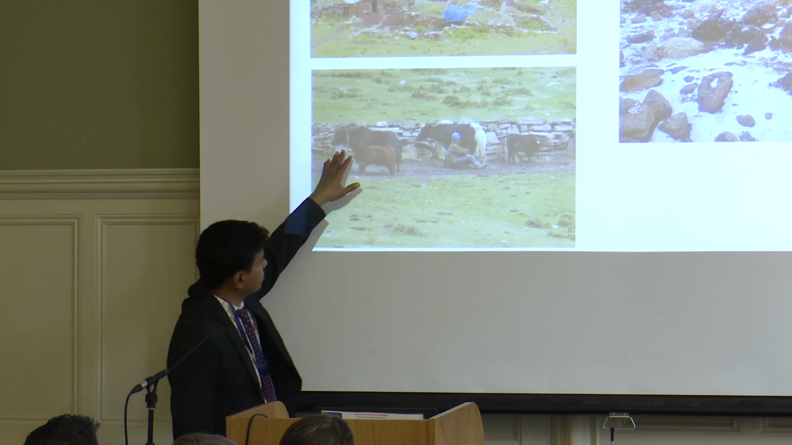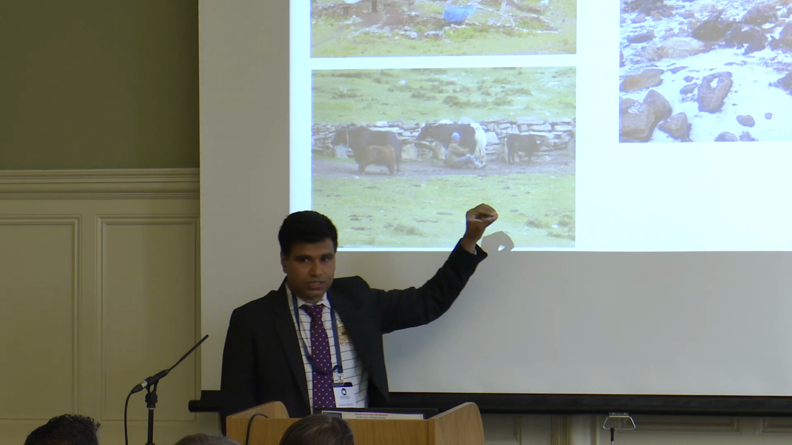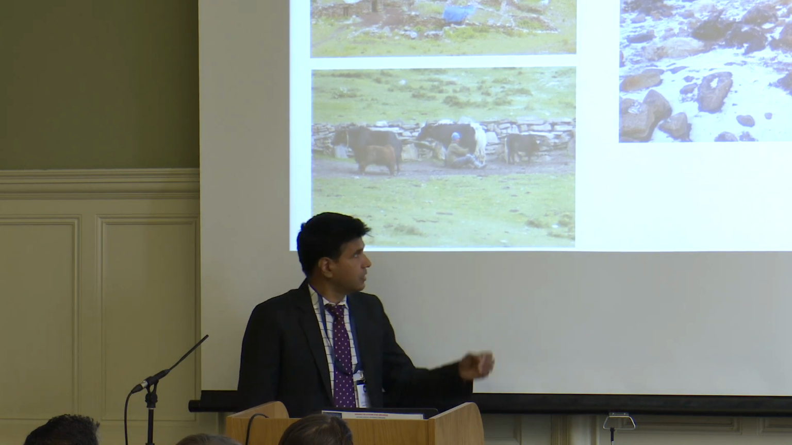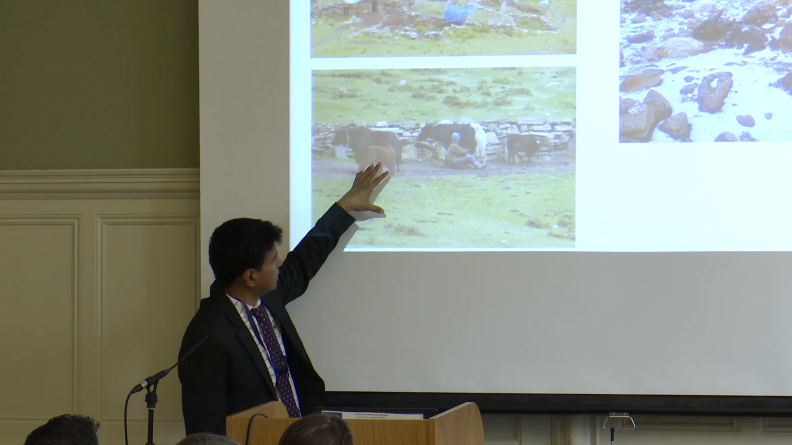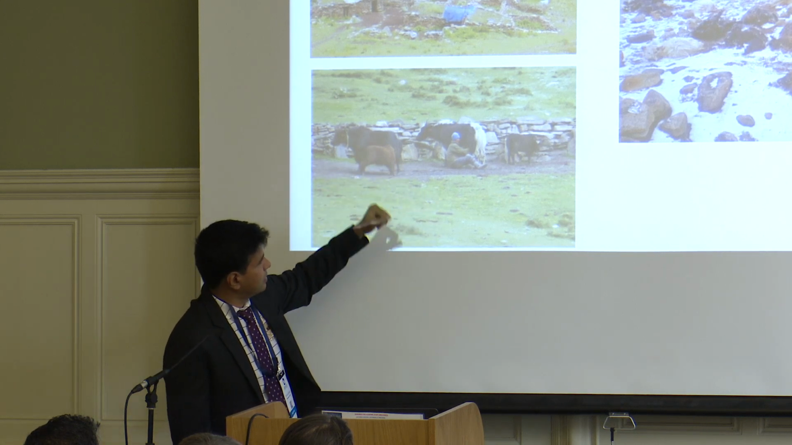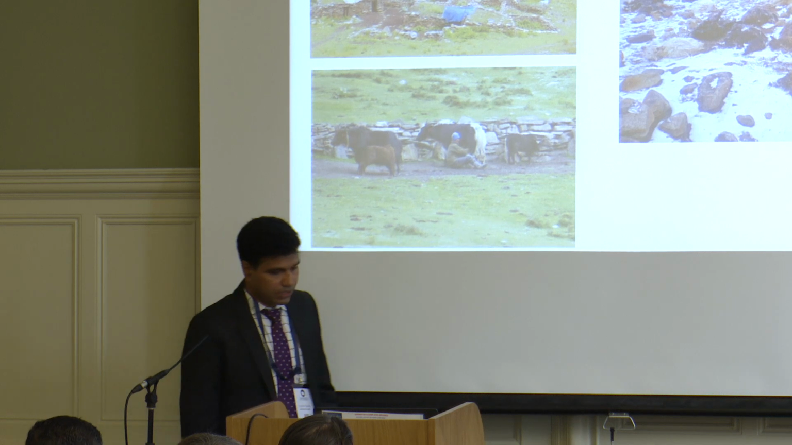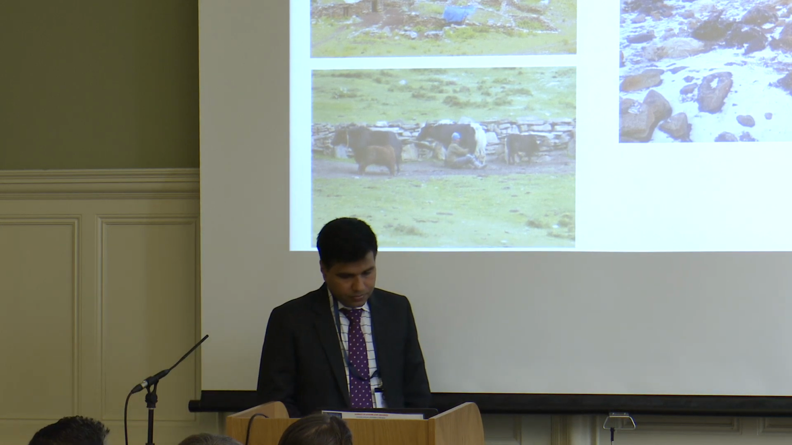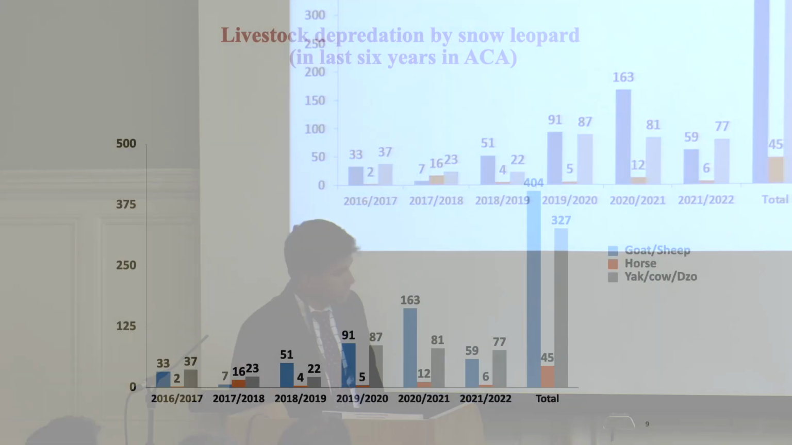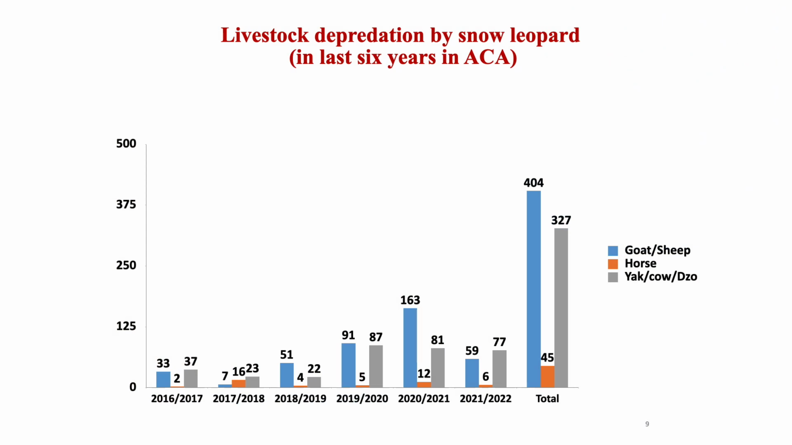This is another corral that is constructed by the local community, and at night time, the calf of the yak is just inside the corral, and it is also not predator proof. So it is very easy for the snow leopard to kill the livestock.